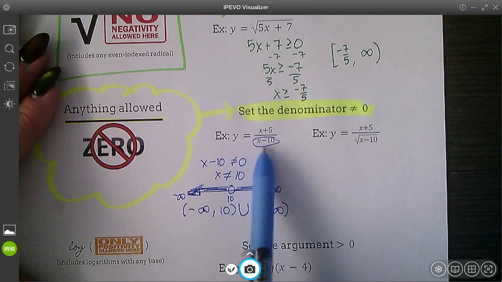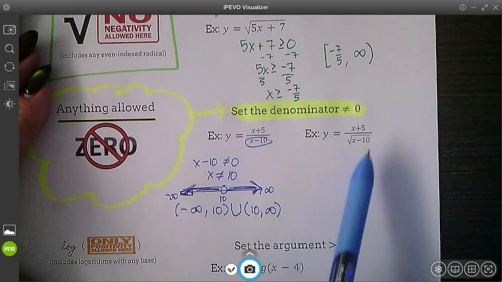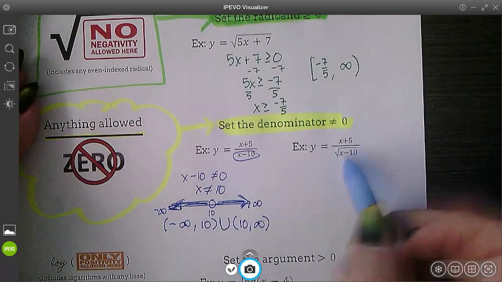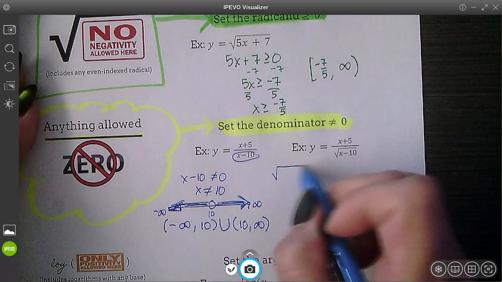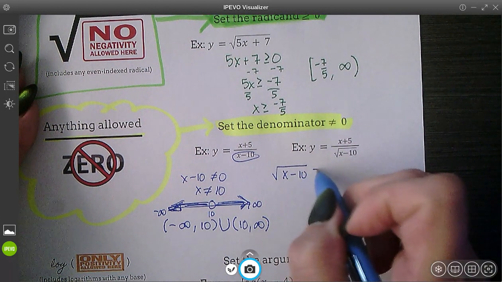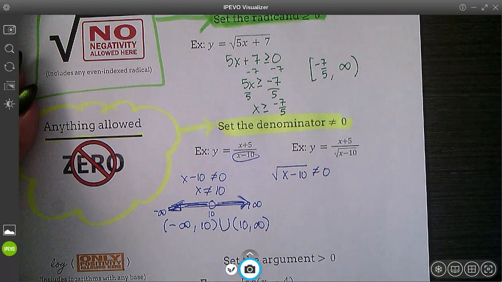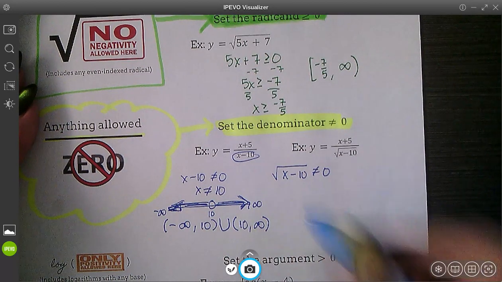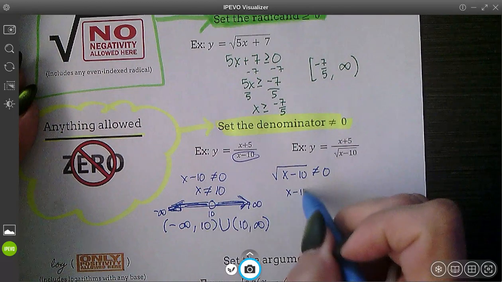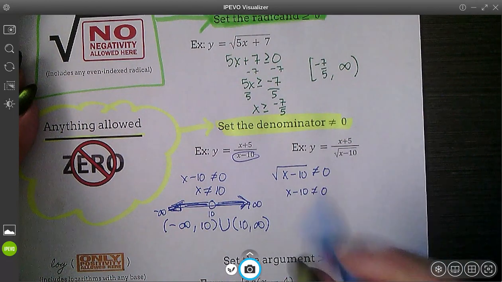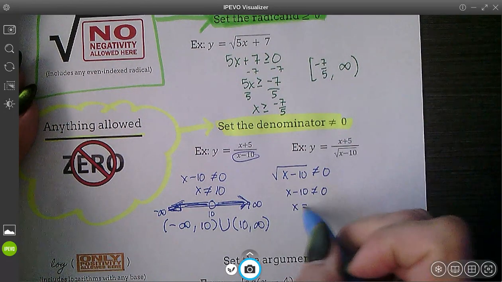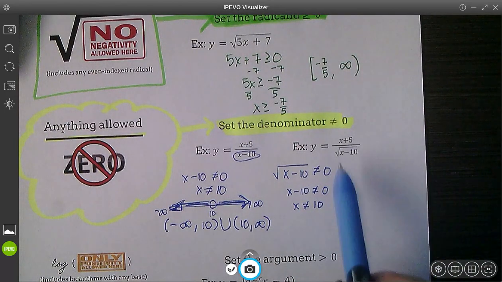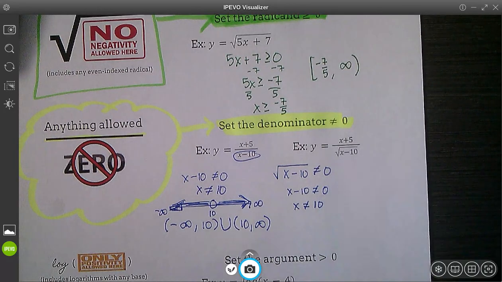This one looks really similar to that, except it also has that radical. So what I'm going to do is set the denominator not equal to 0. When I solve this equation, I'm going to square both sides. So I get x minus 10 cannot equal 0. Add 10 to both sides. I still get x cannot equal 10.